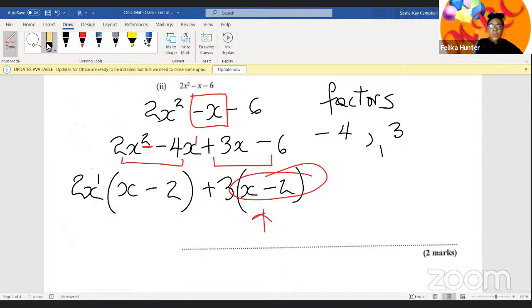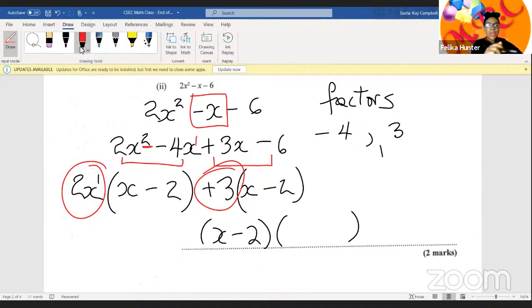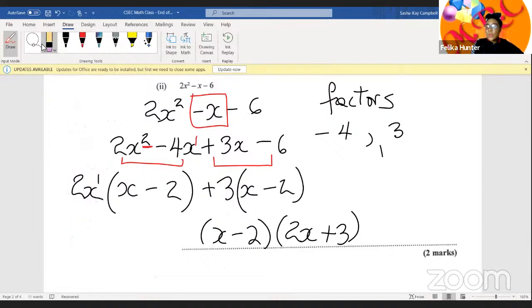Great. Now I'm going to go ahead and write down one of those brackets. So I can go ahead and write down x minus 2 close bracket. Then for the next one now, next bracket, it is going to be what's outside of each bracket. So 2x is outside of that bracket, and 3 is outside of that bracket. So we're not going to leave them out there in the cold. No, we're going to put them in a bracket. We're going to put them in a nice, safe place. So we'll put it here, 2x plus 3. And there we have it. So that's how we factorize a quadratic expression.